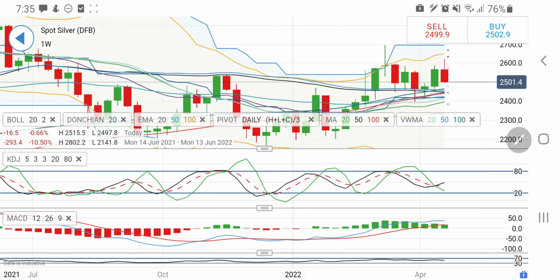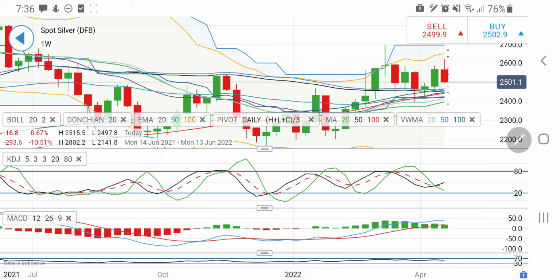So summing up the analysis here, one can take a long entry above 2520 levels, for 2540, 2560, 2580 levels. On the downside, if you see it trading below 2490, you can take a short entry for 2480, 2470, 2460 levels. Any drop below 2460 will take it towards 2440 levels.